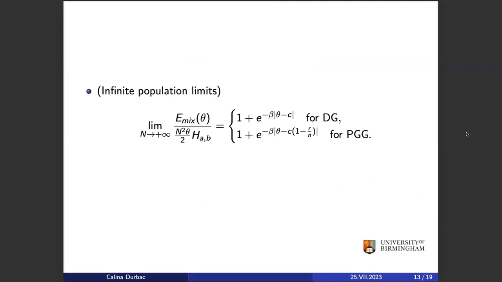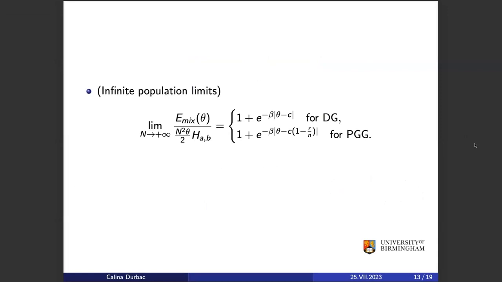Since we're assuming a finite population, we're also wondering what happens when our number of people in the population approaches infinity, so it's very large, and we obtain these two limits over here, which please note that they do depend on the game. Previously, our limits didn't depend on the game.